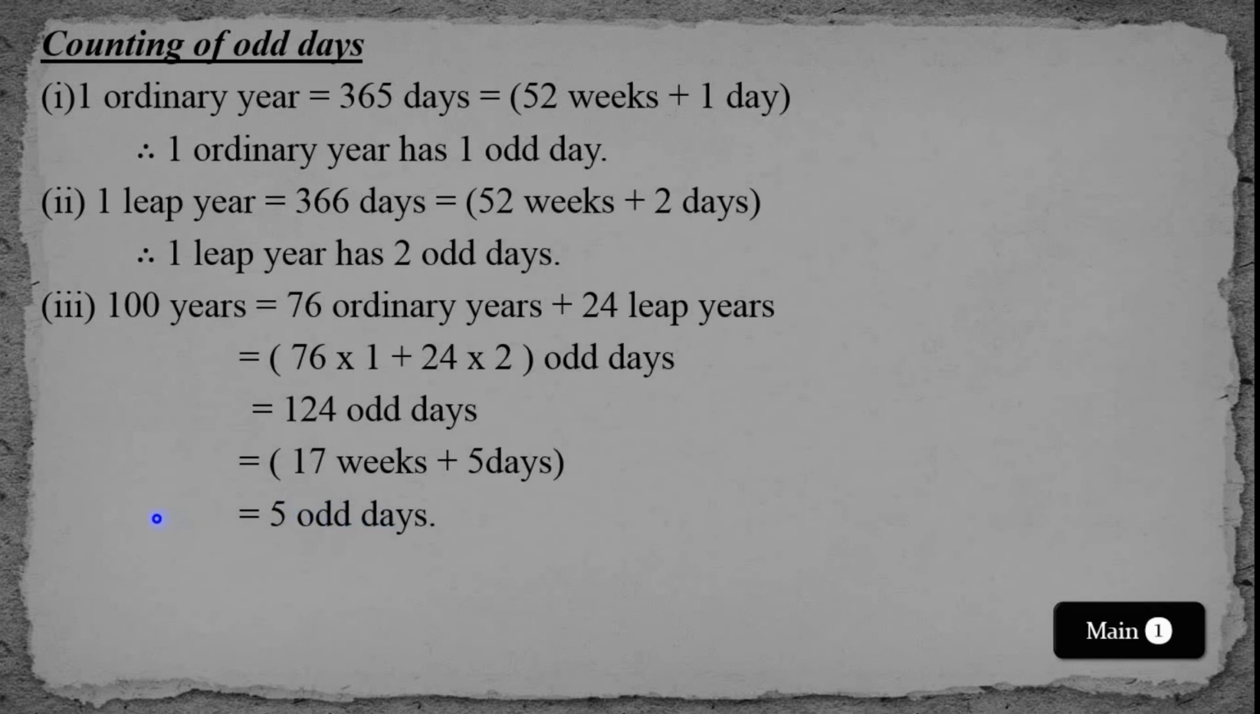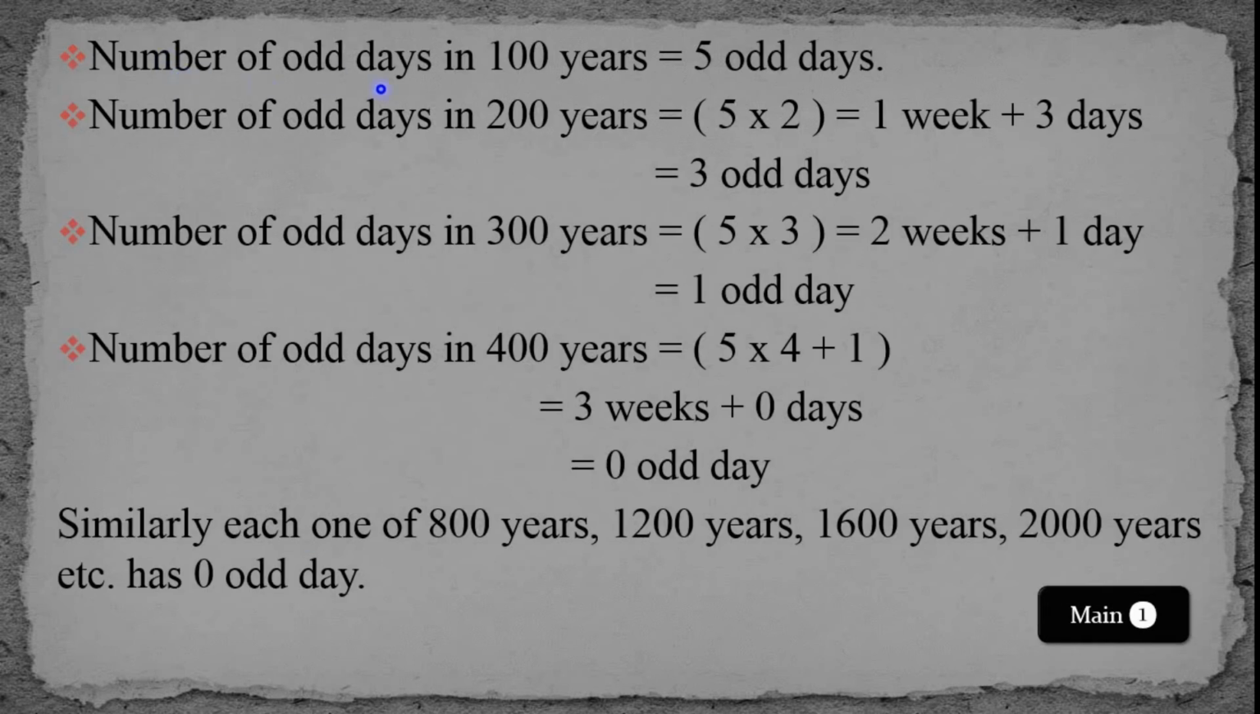Here the given period is starting from the year 1 to the year 100. Therefore, the last date of the given period is 31st December in the year 100. 31st December in the year 100 will be the 5th odd day. Number of odd days in 100 years equal to 5 odd days.